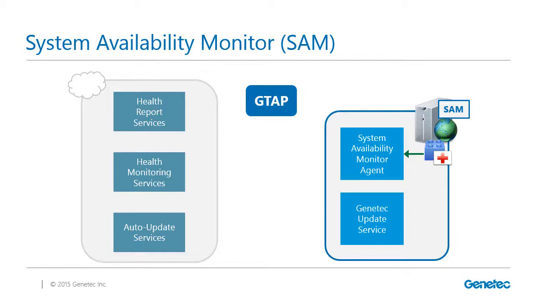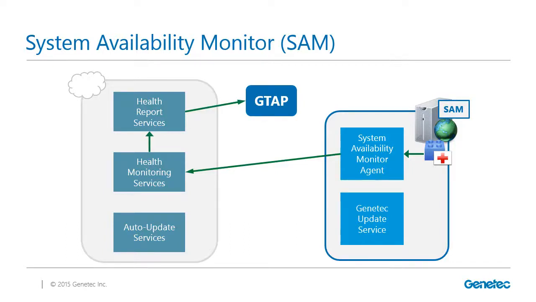The information collected by the System Availability Monitoring Agent is sent up to the cloud and is stored by the health monitoring services. When monitoring information is requested by a user logged onto the GTAP, a query is made by the Health Report Services, which sends the information it received from the health monitoring services down to the GTAP.